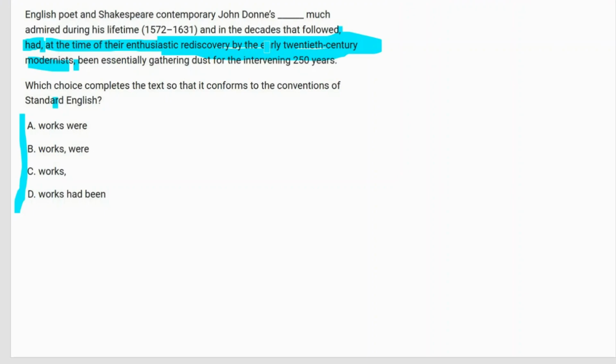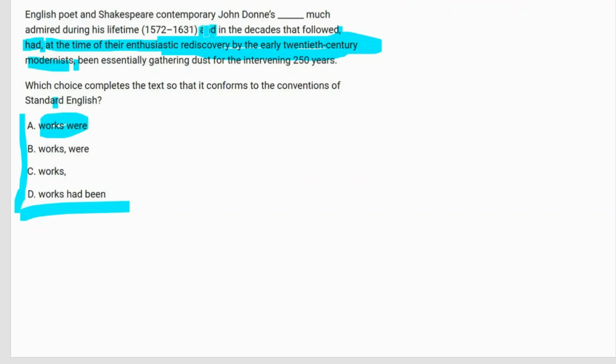So let's see how this question can be written. What they want us to check: works where, works had been. These are the four options that we have been given. English poet Shakespeare, contemporary John Donne's works were much admired during his lifetime. Number A, it works perfectly, right? It does work perfectly. But let's see what happens after that. Because what do we see here? There is an and, our main enemy.